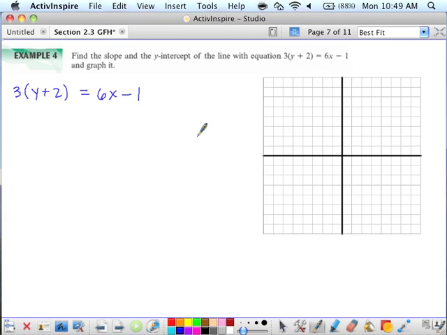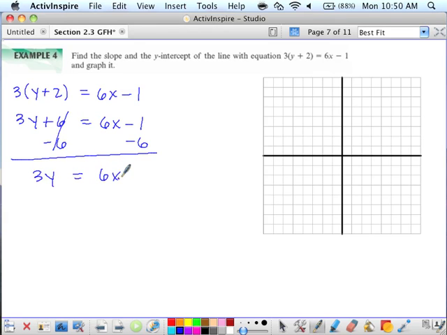The easiest way to do that is to convert it into slope-intercept form, which means get y by itself. So first we'll distribute. We have 3y + 6 = 6x - 1. The good news, the y is already on the left and the x is on the right, so we just need to move our constant over. Subtract 6 from both sides, and we have 3y = 6x - 7. Then we divide everything through by 3. So we get y = 2x - 7/3.